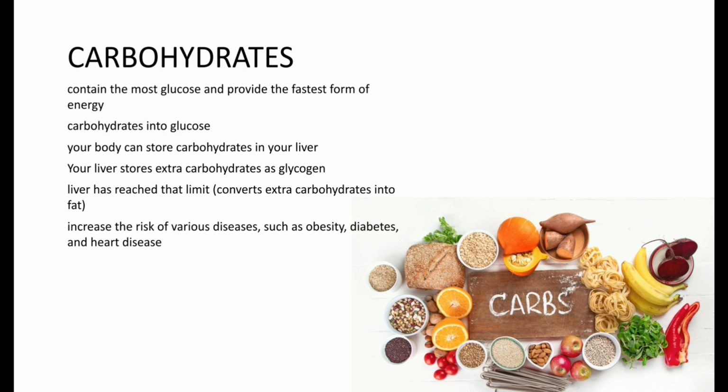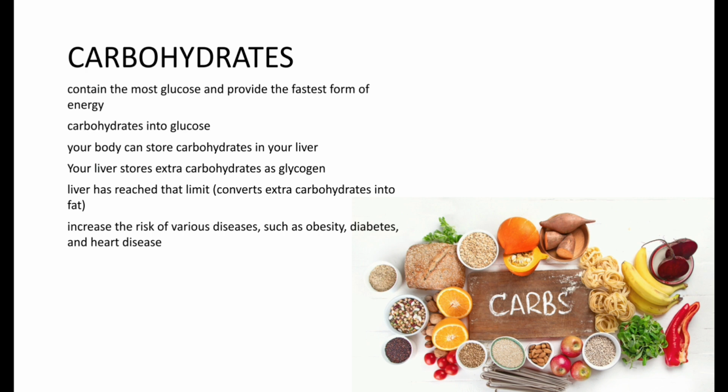Your liver stores extra carbohydrate as glycogen and releases it later when you need it. However, there is a limit to the amount of glycogen that your liver can store. Once your liver has reached that limit, your body converts extra carbohydrate into fat. This increases the risk of various diseases, such as obesity, diabetes, and heart disease.